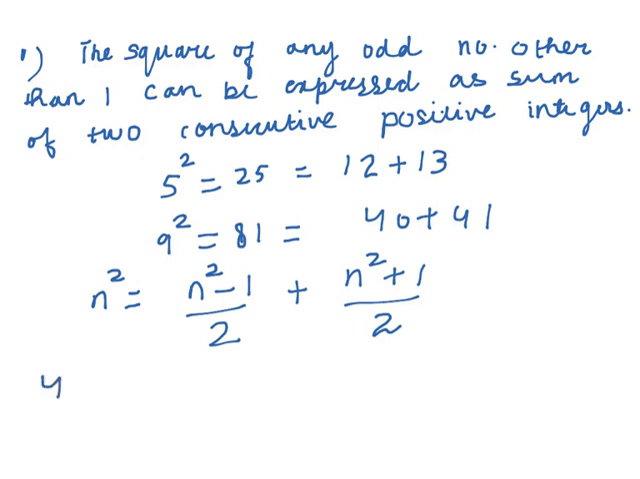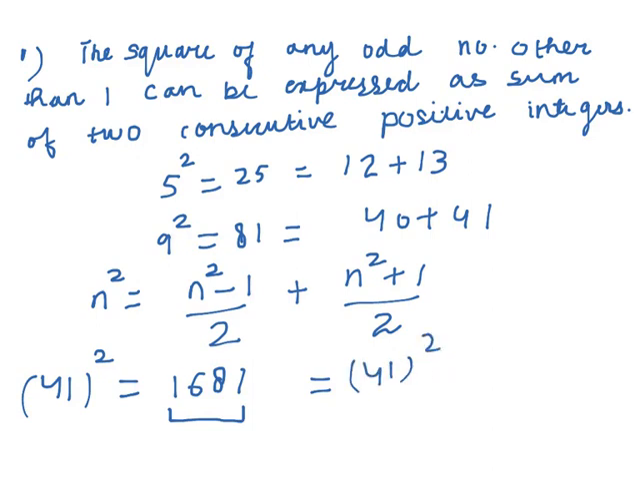If we have 41, now 41 square will come as 1681. Now we have to figure out how we can express 1681 as a sum of consecutive positive integers. Which two numbers can give the sum 1681? In that case, what we will do? We will use that formula, n square. It means (41 square minus 1) divided by 2 plus (41 square plus 1) divided by 2.